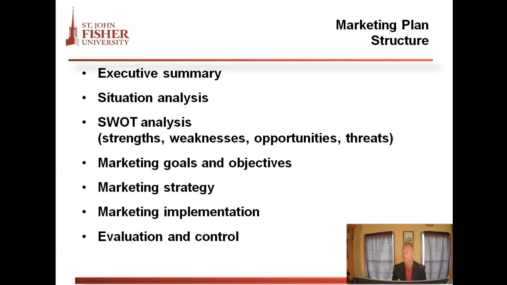As you work through your Constellation Brands case study, a lot of these things will be very evident as you dissect Constellation Brands and why they're so successful. So pay particular attention to this section on the marketing plan structure.